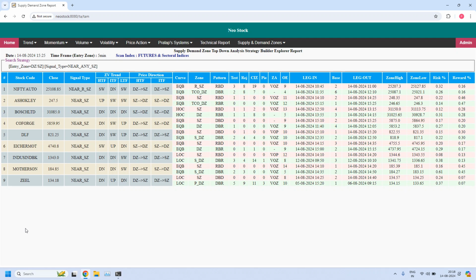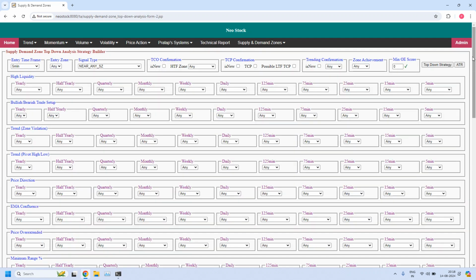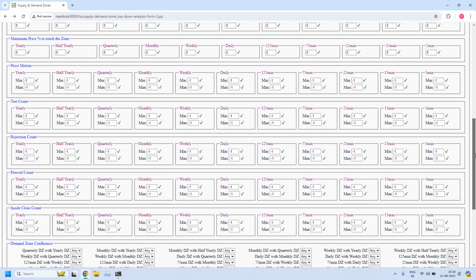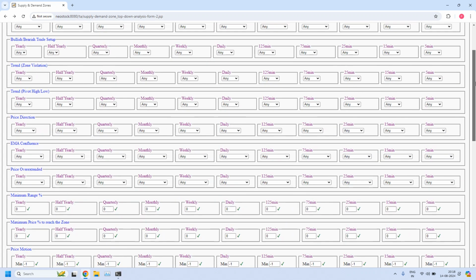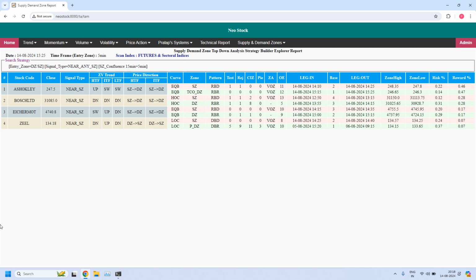Out of these 9, how many might be having confluence with 15 minutes supply zone? So we need to look for supply zone confluence, 5 minutes and 15 minutes, that is LTF and ITF confluence. Here we have a supply zone confluence, 5 minutes supply zone with 15 minutes supply, I have enabled. Let's filter the stocks. So 4 stocks are filtered. These 4 supply zones are having confluence with 15 minutes time frame.